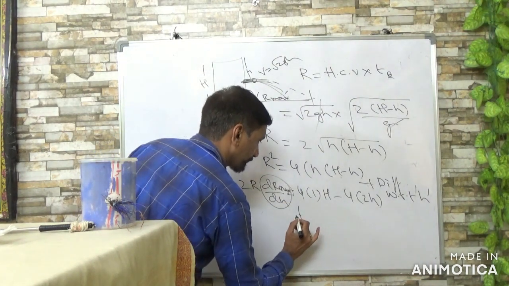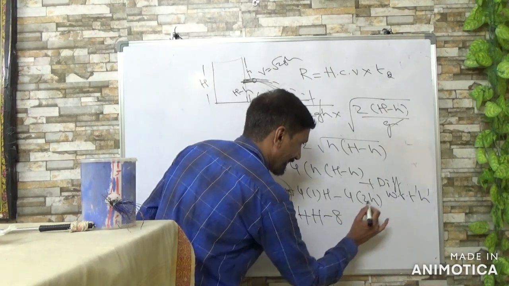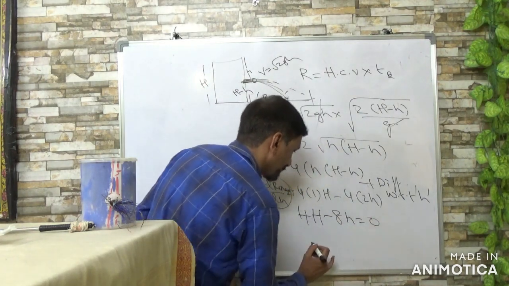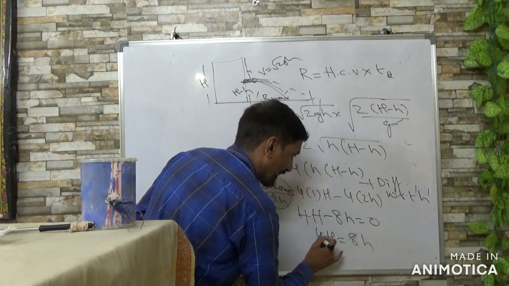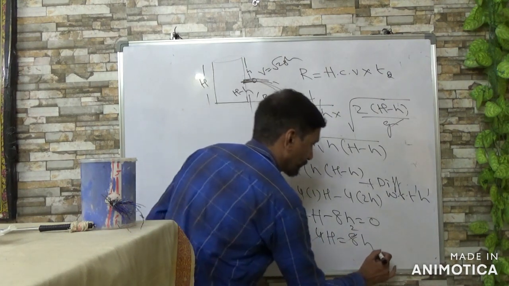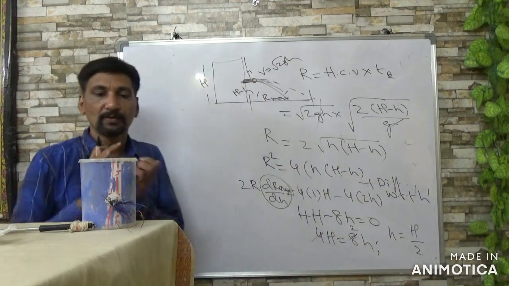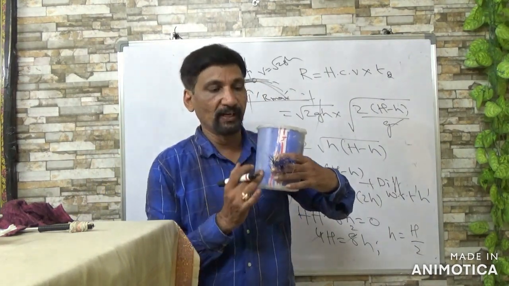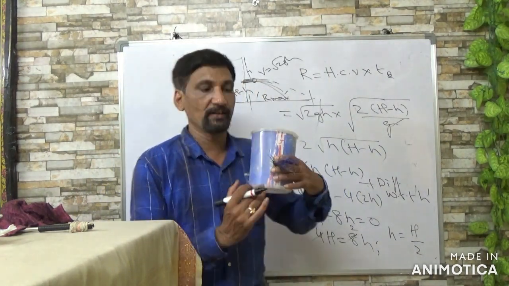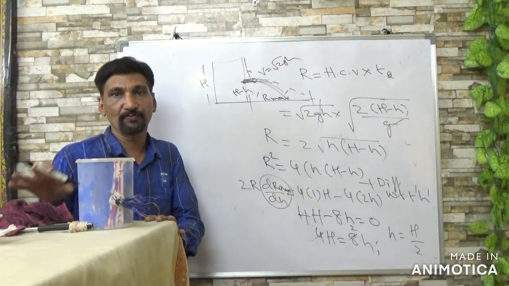Then 4H minus 8h equals 0, or 4H equals 8h, so h is H by 2. That means the tap must be connected exactly at half of the height of this tank, so that it will cover the maximum range.